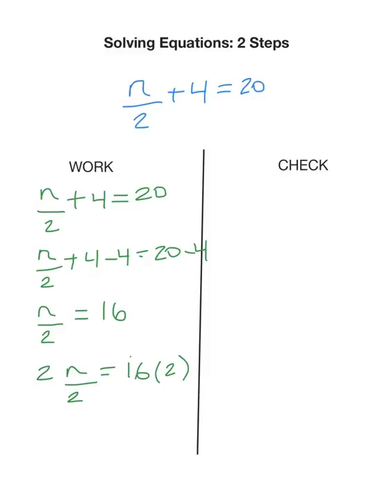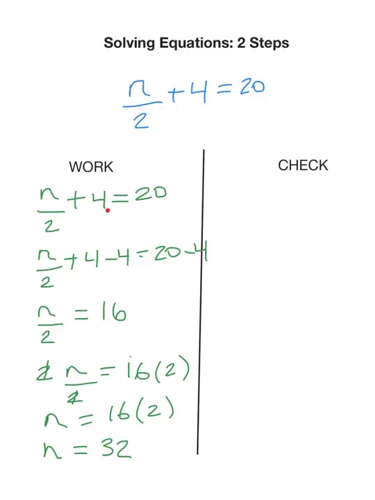Now, since these 2's will cancel each other out, we're left with n alone. So we can write that as n equals 16 times 2. And we know that 16 times 2 is 32. So in this case, n has to be 32. Let's go over what we did here. So our question was a number divided by 2 plus 4 gives us 20. Well, we want to know the value of this number.